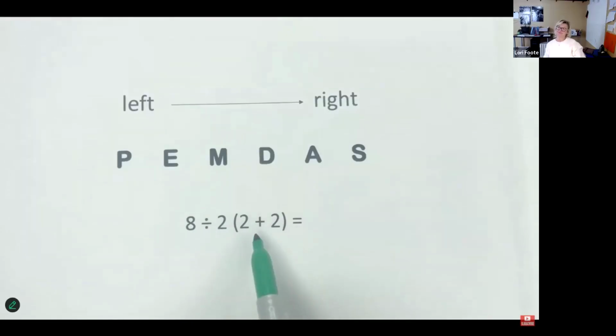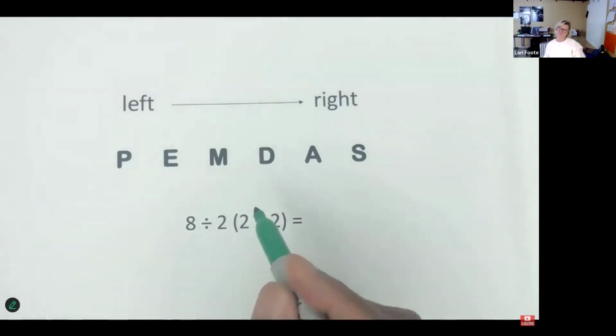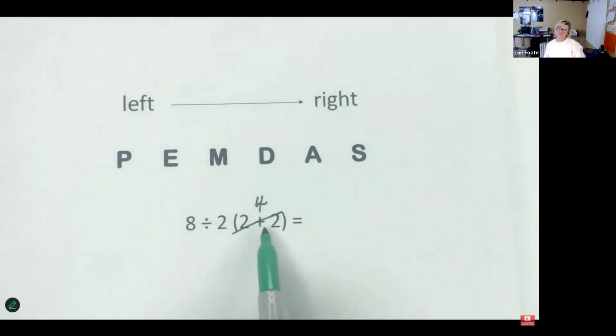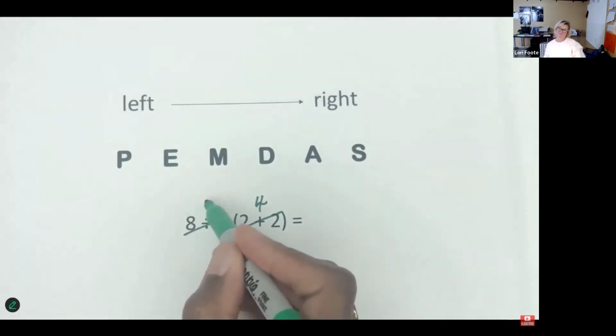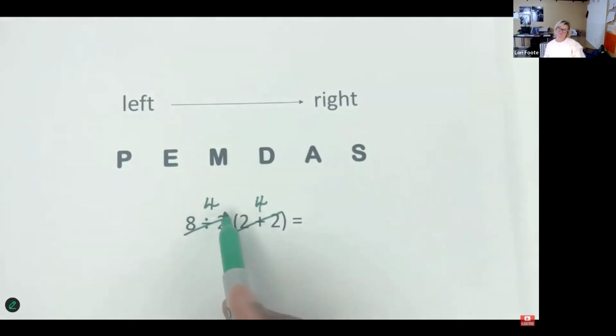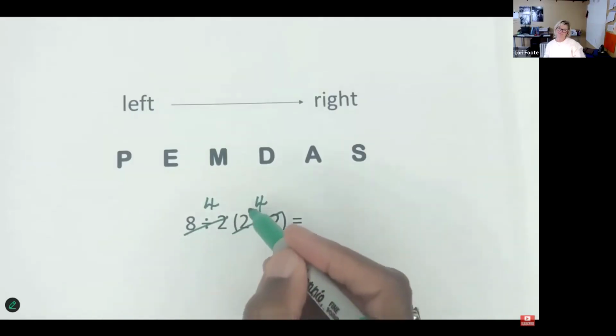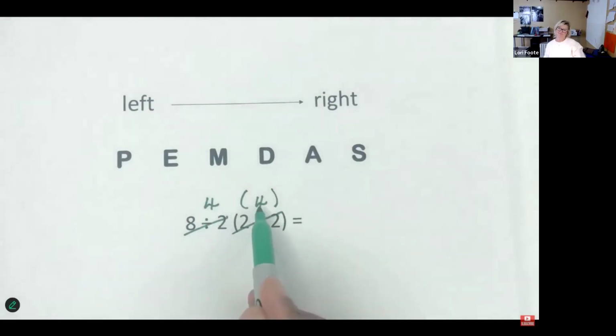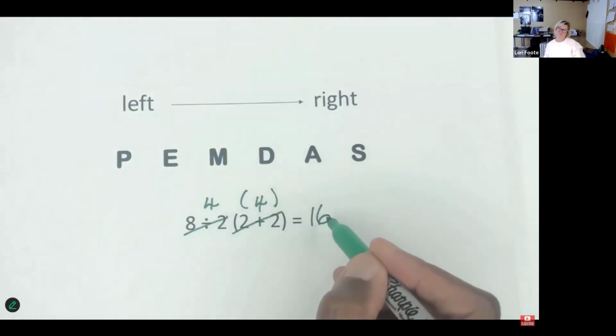So parenthesis, right, is first. So you have 2 plus 2. So that is going to give us a 4, right? So then we have to go back to the left. This is where the problem lies. We go back to the left and then we say 8 divided by 2, which would give us a 4. And then 4 times this 4, and it's multiplied because remember this would still be in the parenthesis here. So 4 times 4 would give us the 16.